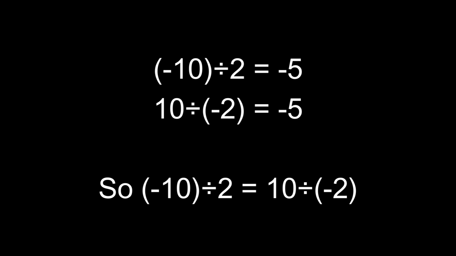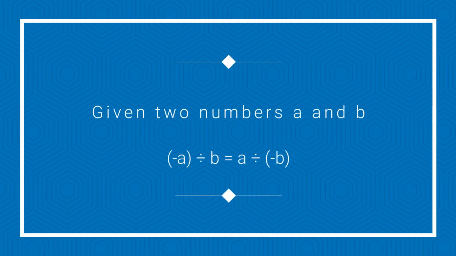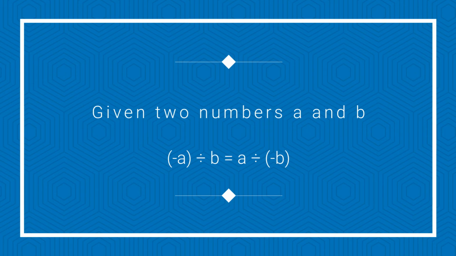Notice that negative 10 divided by 2 and 10 divided by negative 2 had the same result. These two expressions must be equal then. We have a new rule that hopefully makes sense to you. Given two numbers a and b, negative a divided by b equals a divided by negative b. All this is saying is that it doesn't matter which number has the negative when you are dividing two numbers. It won't change the results.